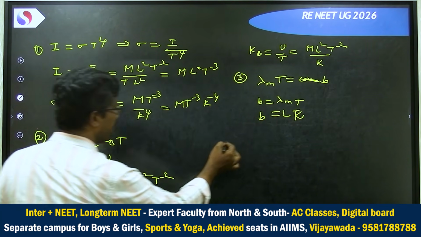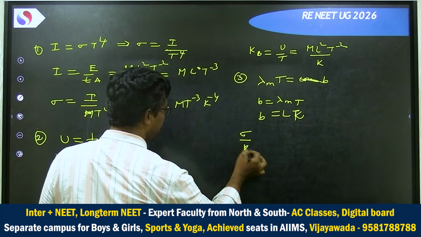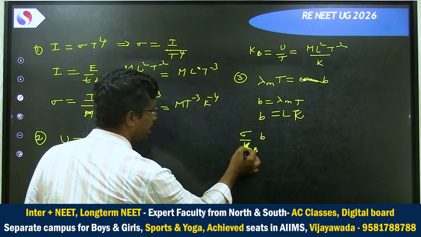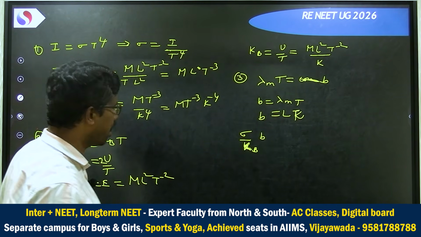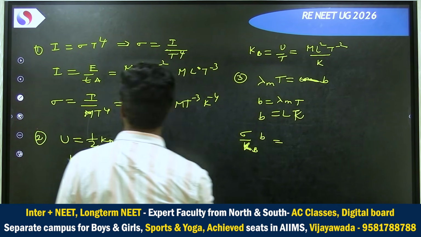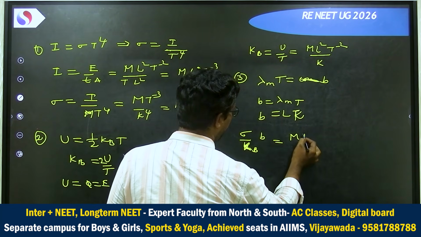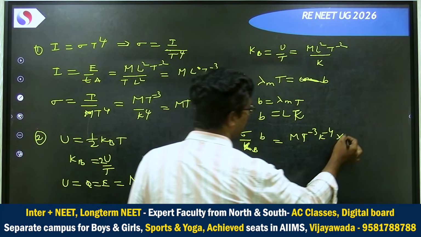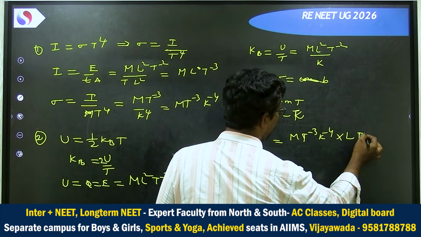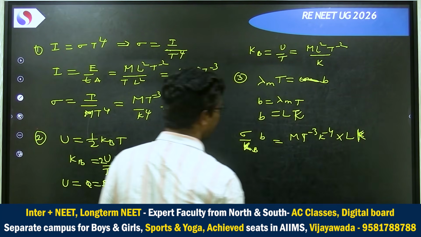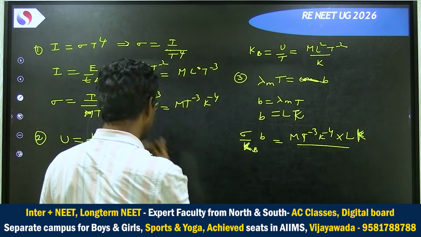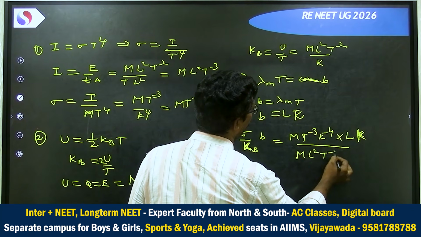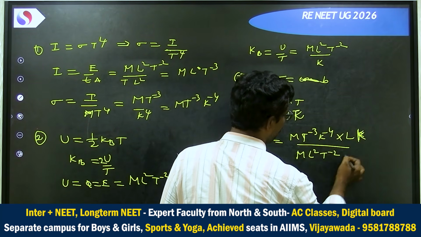We write the Stefan-Boltzmann constant sigma divided by the Boltzmann constant Kb. This is written as an inversion, so I write it in the denominator. The sigma value is M T power minus 3 Kelvin power minus 4, and the Boltzmann constant Kb value is M L square T power minus 2 per Kelvin.